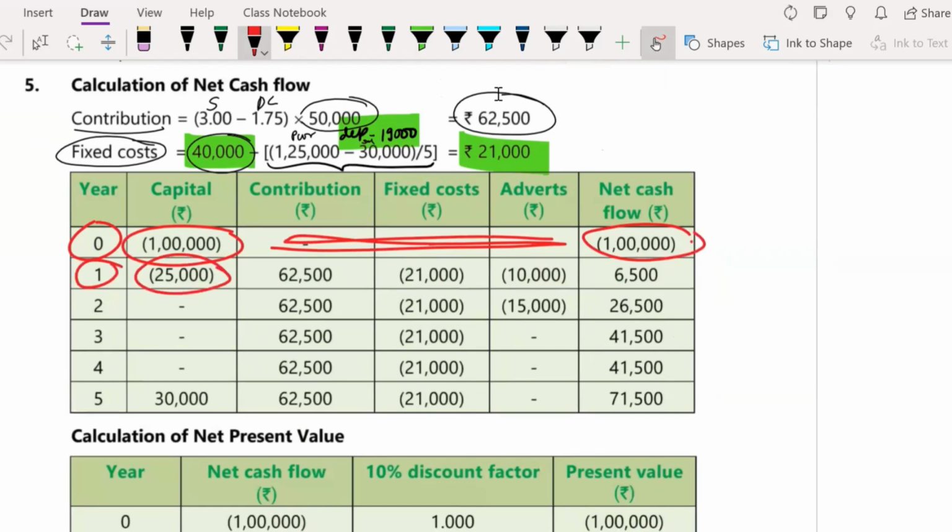Then you get a contribution of 62,500, but you then make a fixed cost of 21,000, and then you also spend on advertising, which is around 10,000. Okay, so your net cash flow will be 6,500 only.